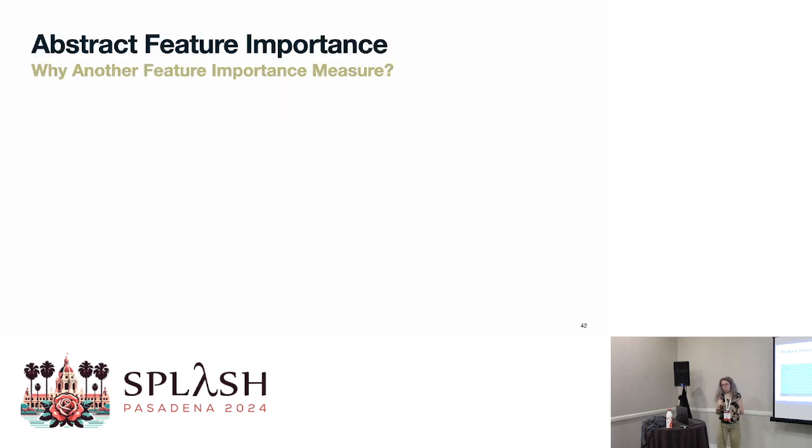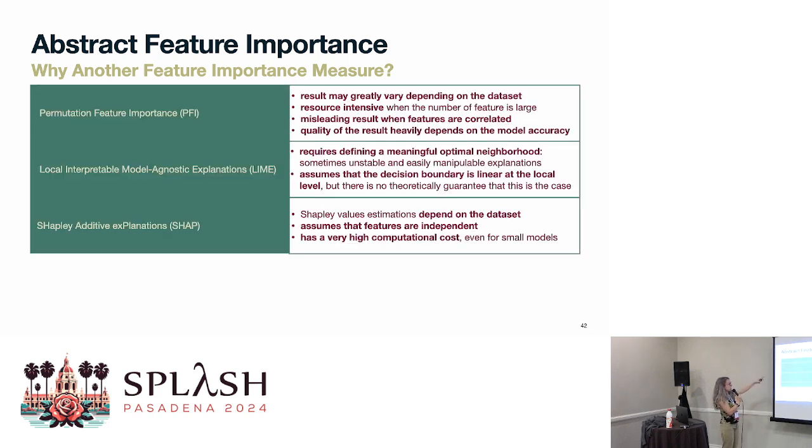The question is then, why do we need another feature importance measure? There are various reasons, so I collected some. We don't need to read them, for the most commonly used ones.